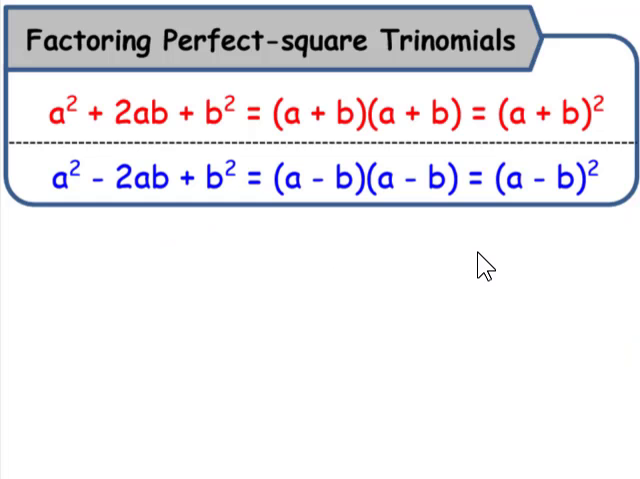When we're factoring, perfect square trinomials are in the form of a squared plus 2ab plus b squared. When you're factoring, you can have it factored as a plus b times a plus b, or we can write it as simply a plus b squared. Same thing works when we have a minus, but again, notice that this will always be positive.